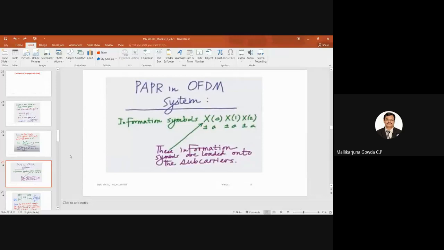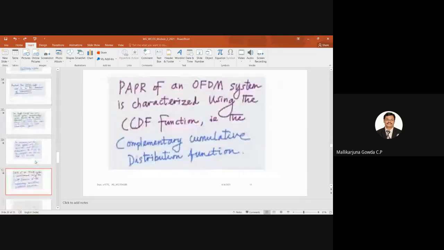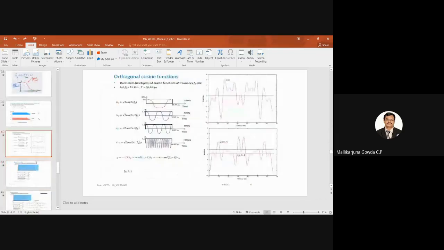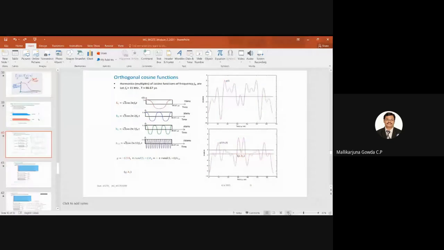Hello. Yes, sir. Before I show this, I will just go and show you the, I think I will take up this slide. Hope this diagram is visible. Yes, sir. Just take 2 minutes time.